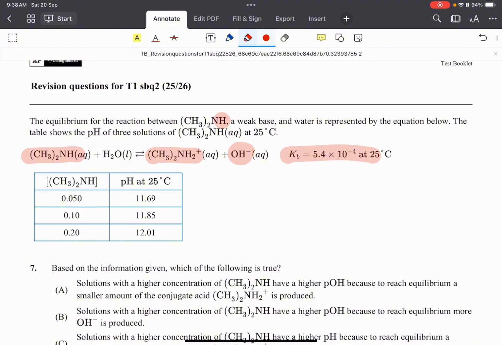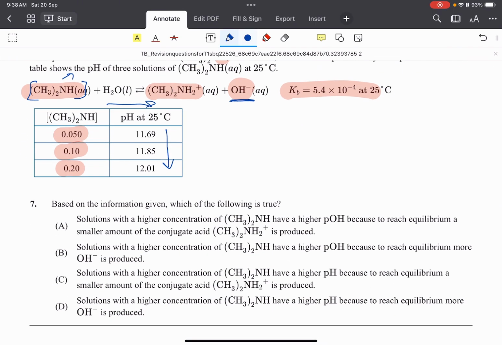Now, as the concentration of this base increases, the pH is increasing. Of course, if the concentration increases, I'm going to get more OH minus because I have more of a base. Yes, it's going to ionize a little bit, weak base, but still the production of OH minus will be higher. So based on the information given, which of the following is true?